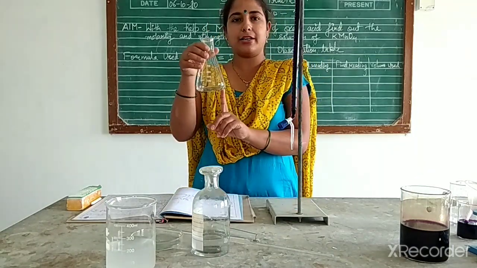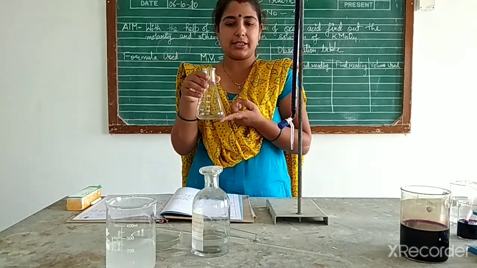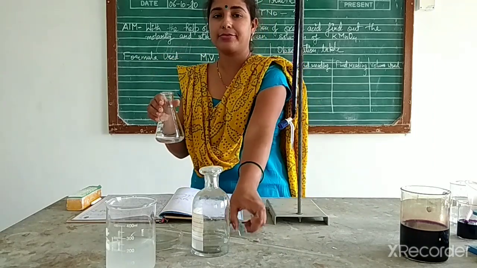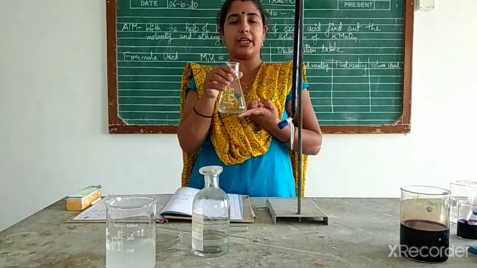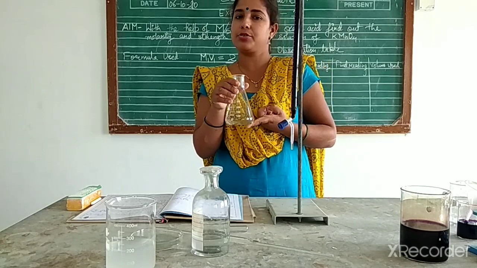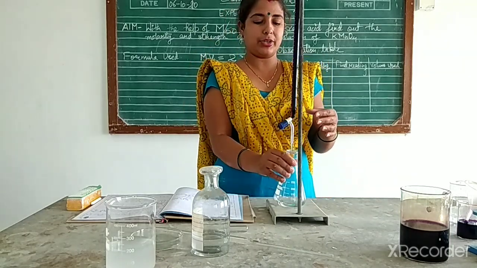In this container we are having 20 ml of oxalic acid. After that I have added half a test tube of dilute sulfuric acid. We have heated the container up to a temperature of around 60 to 70 degrees. The container has now cooled down. Now I am starting with the reaction.